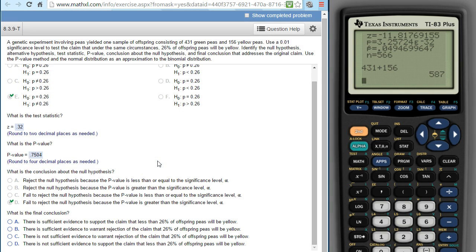Alright, and then what does that mean? Well, anytime the p-value is bigger than alpha, we don't have evidence that supports our claim. So there's not evidence to warrant rejection of the claim. Again, both of these say not sufficient evidence. The reason why it's this and not this is because this one gives a direction, the less than, and that's not our alternate hypothesis. We can't have less or greater than.